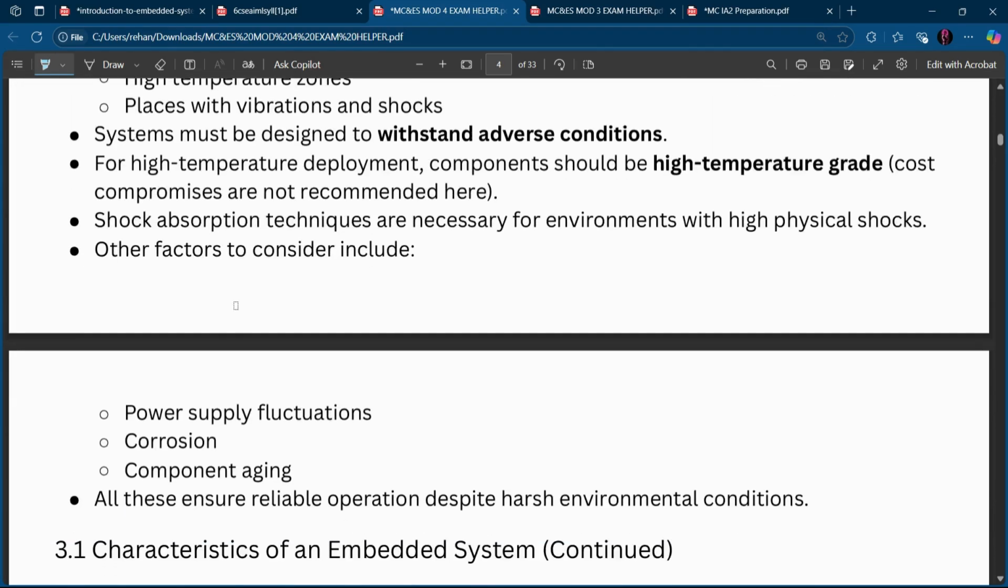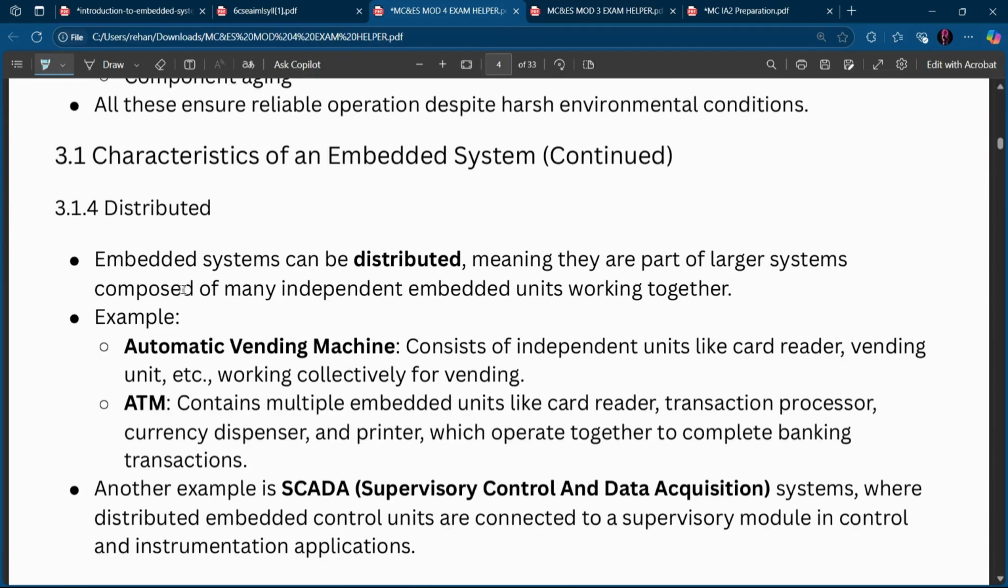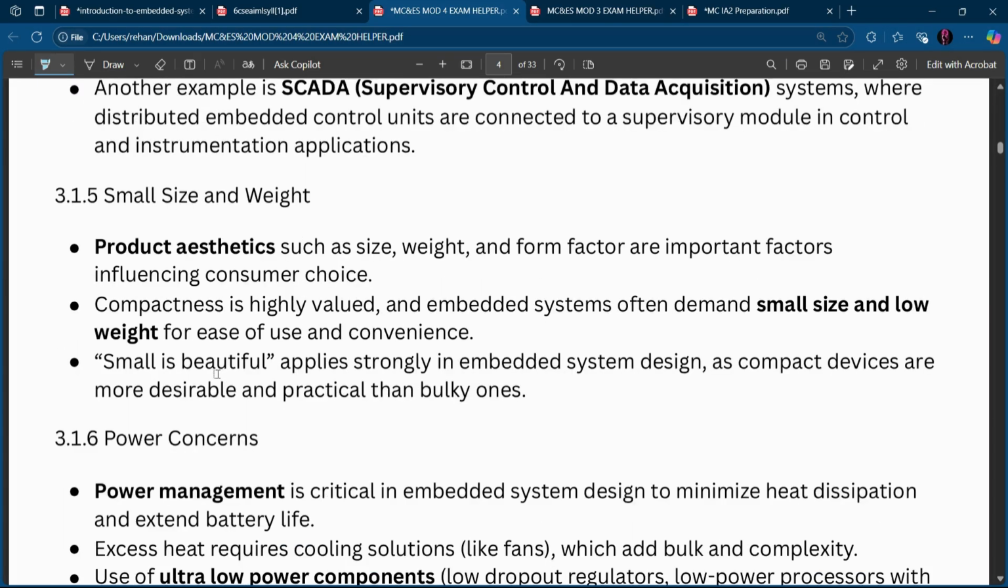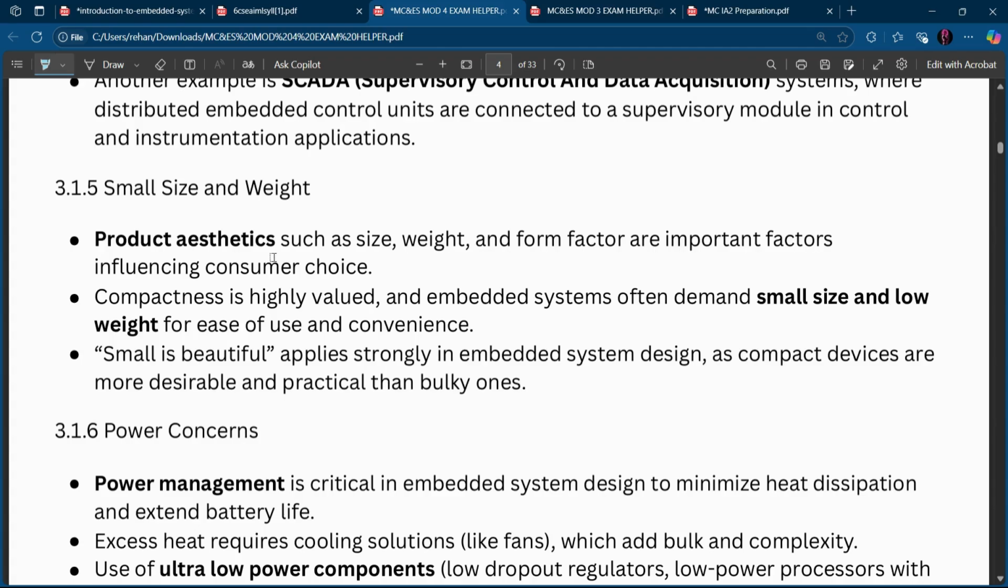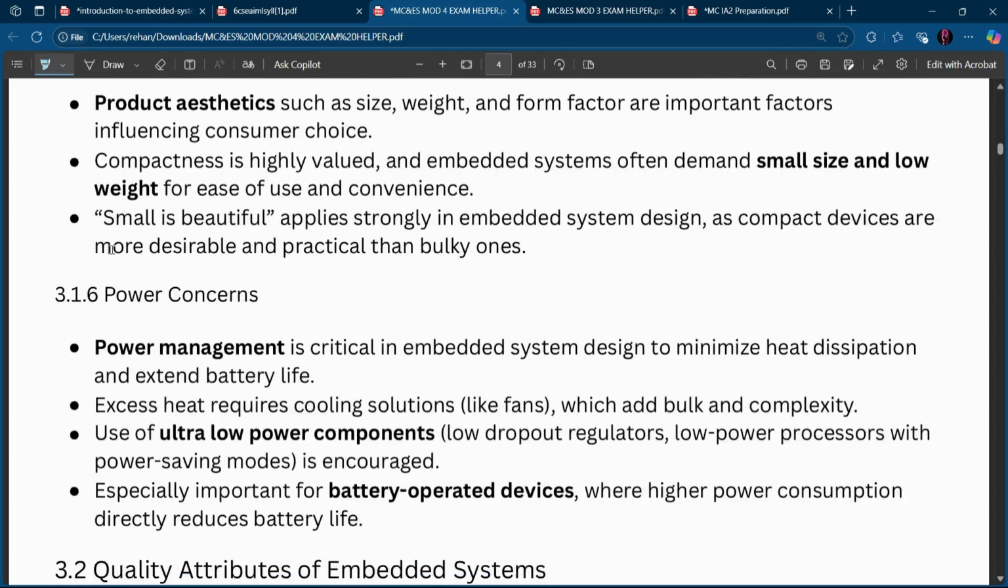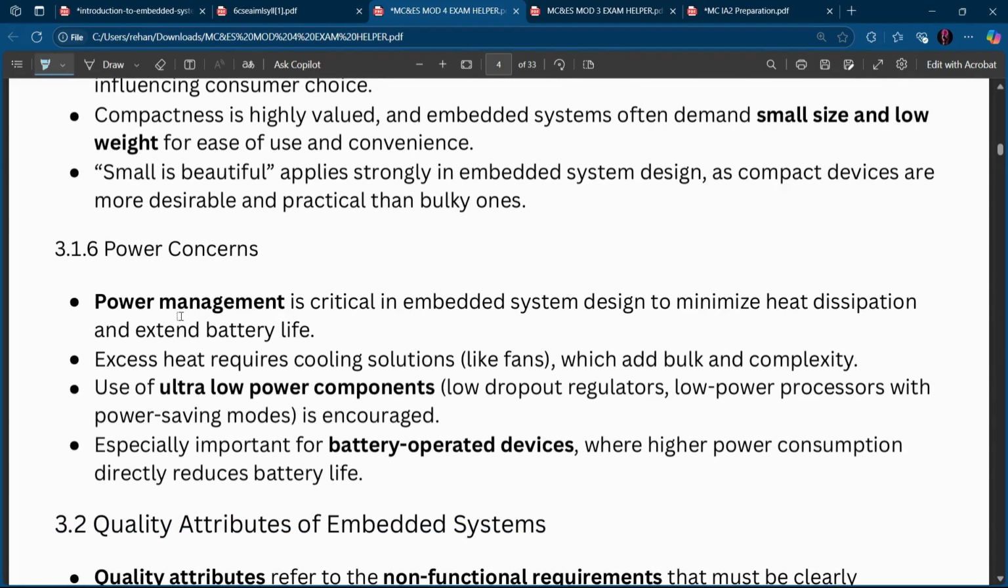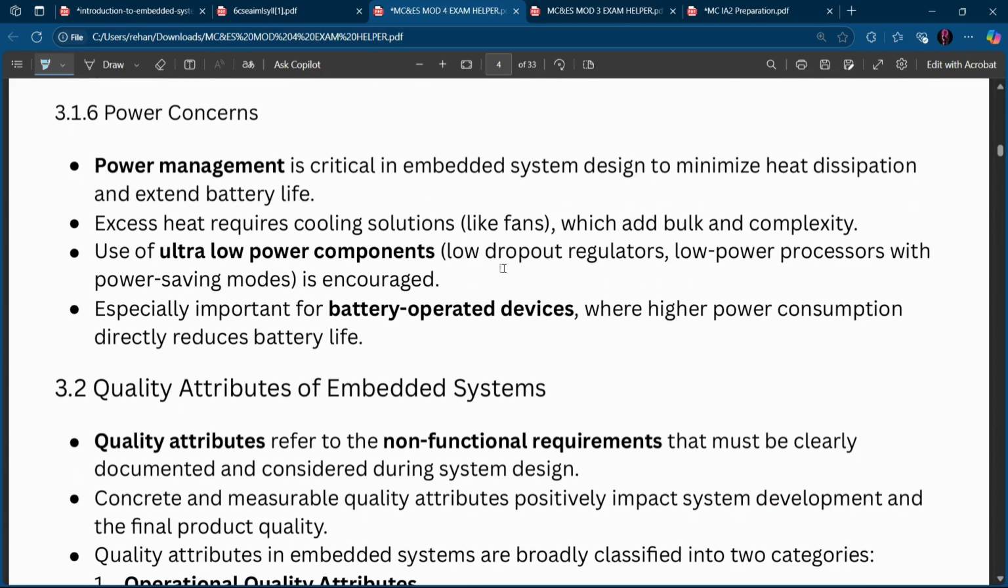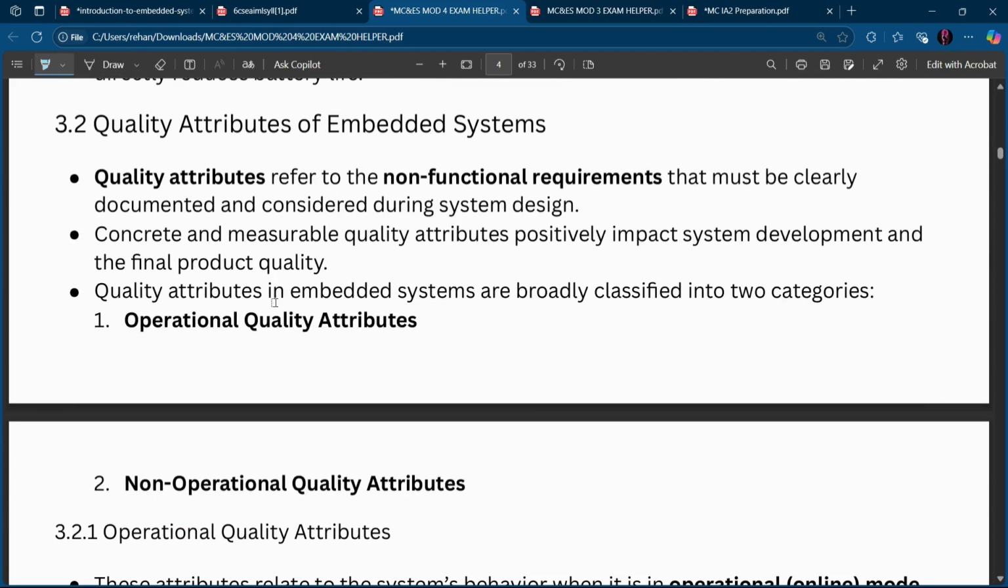Operates in harsh environment. Distributed: they have taken the example properly, such as automatic vending machine, ATM. Small size: product aesthetics; mainly you have to talk about product aesthetics. Power consumption is nothing but power management. In a few devices there are ultra low power mode, sleep mode, airplane mode, driving mode, reading mode, all for power concerns. Based on those profiles, it does all those things.